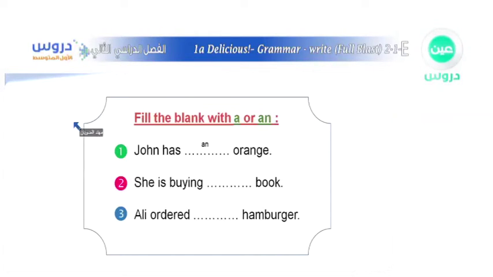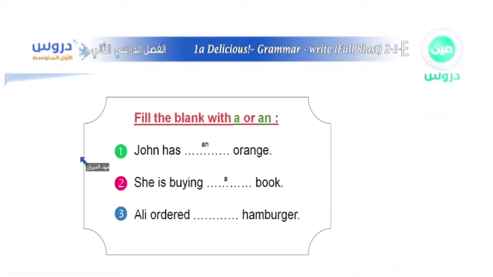What about the second one? She is buying book. What do we say about a book? Do we say an book? No, of course not. It's not one of the vowels. And we know that the vowels have the word an. So it's going to become a book.